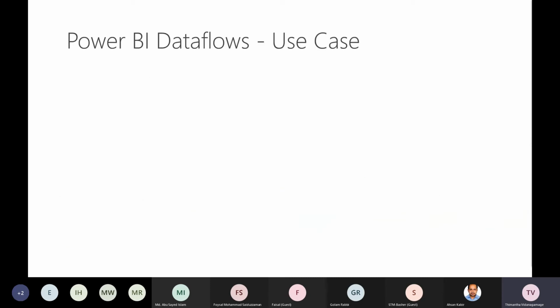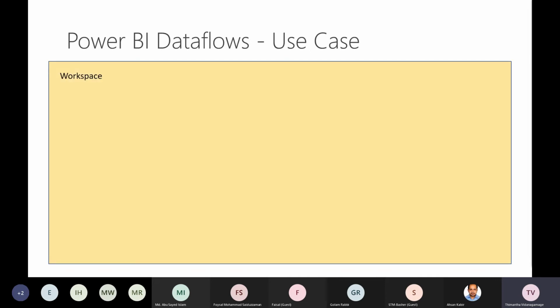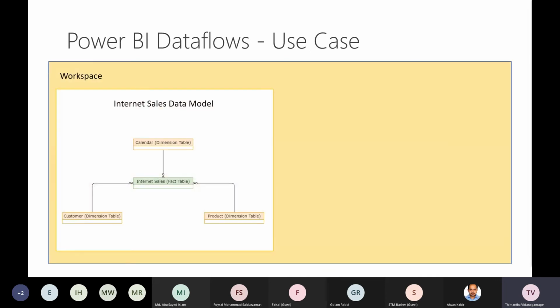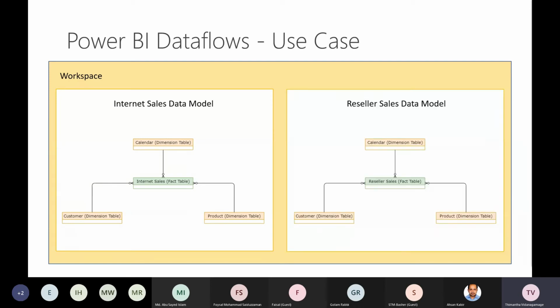First thing, talking about the use case. Now we have a workspace, right? And we have a data model in that workspace, which is the internet sales data model with these dimensions and a fact table called internet sales, right? Then after a while, another requirement comes up saying that you want to bring another new data model for resellers.